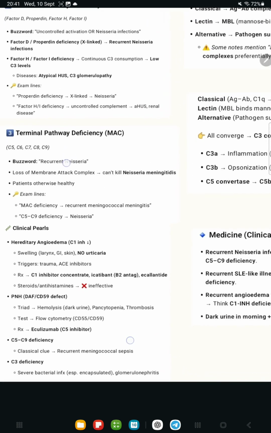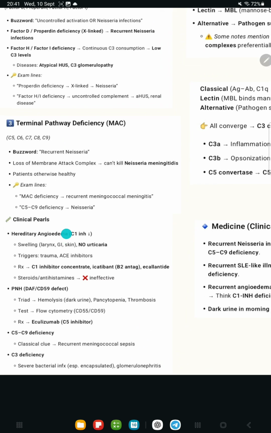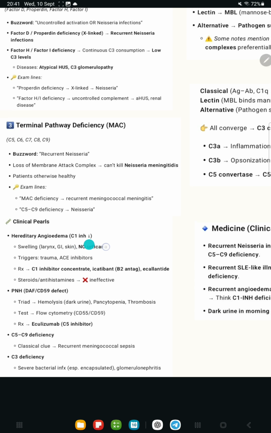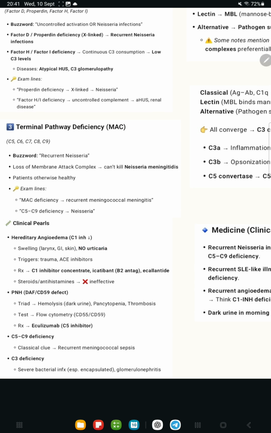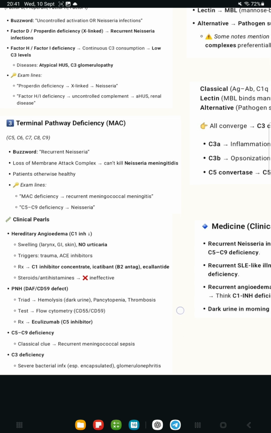Now one more thing left is hereditary angioedema. We have to remember this. The cause behind it is C1 esterase deficiency. The patient presents with swelling. Initially the swelling will be on the face and lips, but later it can involve the larynx also. There will be no pruritus, no urticaria. This is important. Triggers can be stress, trauma, and ACE inhibitors. In treatment, as we have studied in pharmacology, we give C1 inhibitor concentrate and a B2 antagonist, and steroids and antihistaminics are ineffective. This we have to remember.